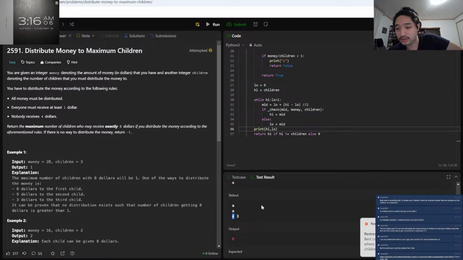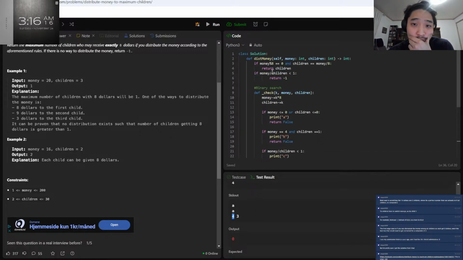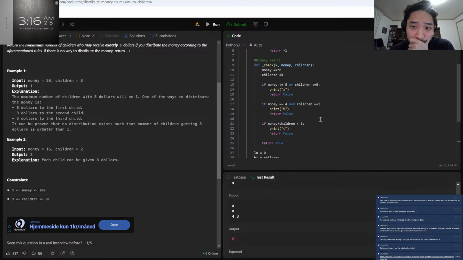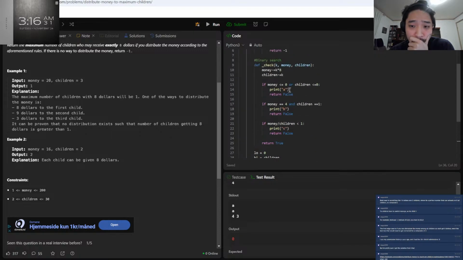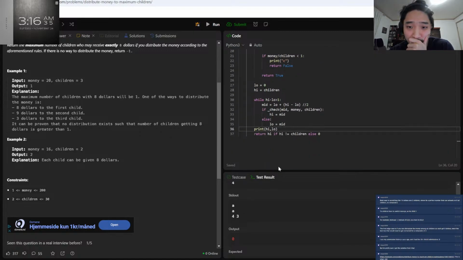Best case is something like $16 and 2 children, where it's a perfect number that can be 8 for all children, no remainders. Yeah, I kind of do it with the modulo function here. But still, why would this be? One should be true. Why is one false? This is what I gathered from this.